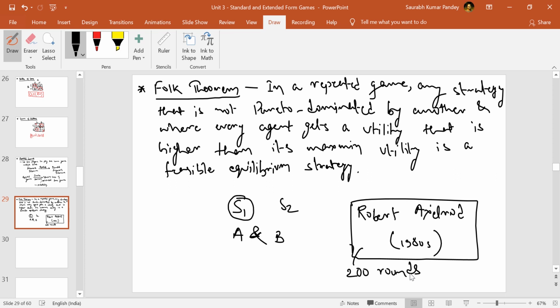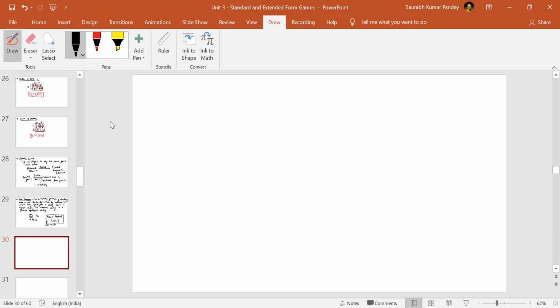The winner was the person who accumulated the most points. So what were the different strategies they took? One was all D, which says that all of the players defect. The second strategy was random, which means they must pick an action randomly: cooperate, defect, cooperate, defect.